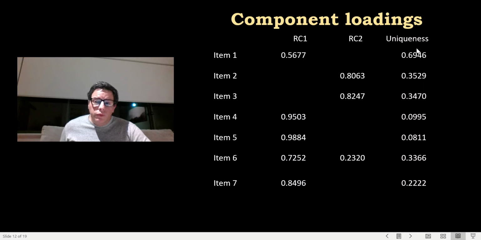Uniqueness: for each item, some of the variability in the values of that item is explained by the principal components, but some variability is not explained by any of the principal components, and that is called unique variability. So the more variance is explained by the principal components, the less uniqueness, and vice versa.